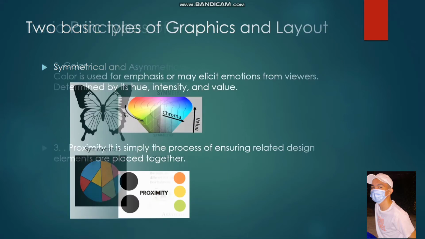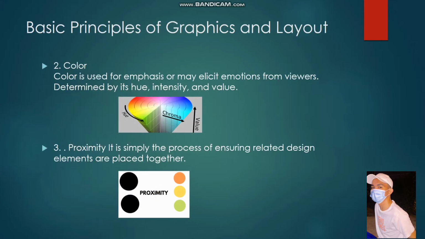The next principle is color. Color is used for emphasis or may elicit emotions from viewers, determined by its hue, intensity, and value. Next is proximity. It is simply the process of ensuring related design elements are placed together.